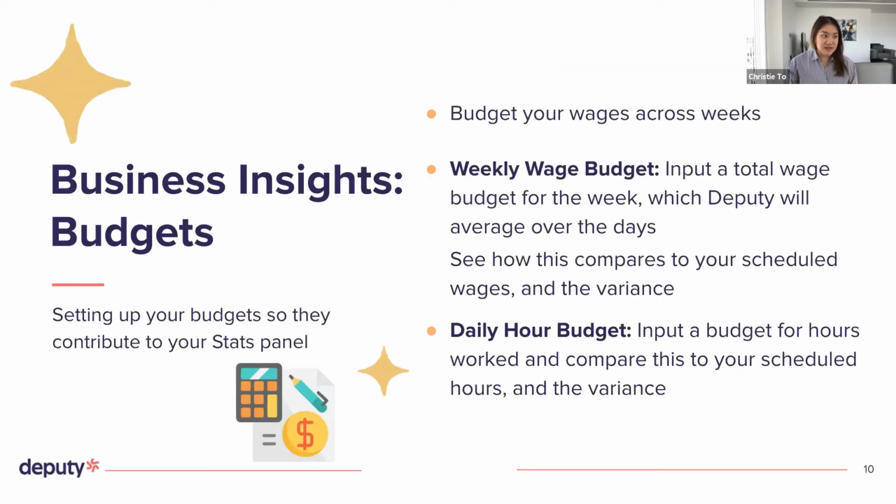Within business insights and budgeting, we saw how to budget wages across weeks. We learned how to input a weekly wage budget, that is, to input a wage budget to see how this compares to our wages for the week. And we did the same thing for our hours. We took a look at our hourly budget, which lets us compare our budgeted hours to the hours we scheduled for the week as well.